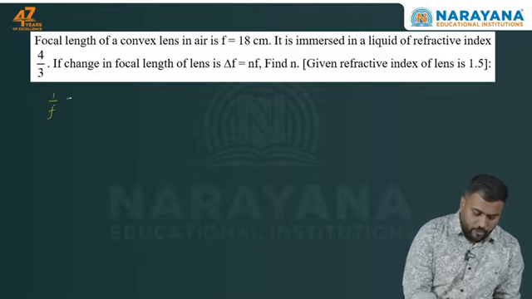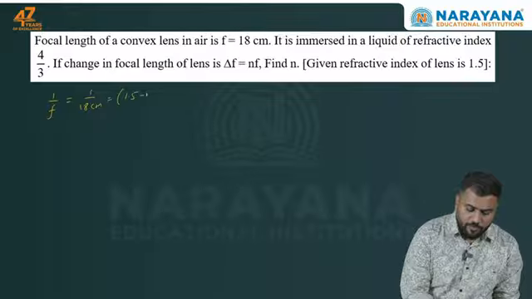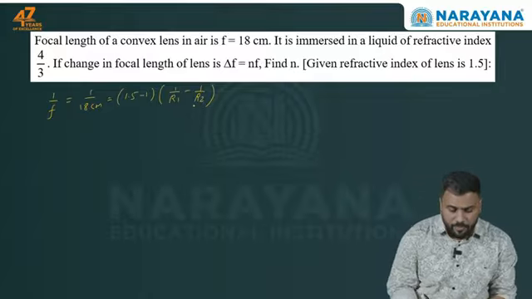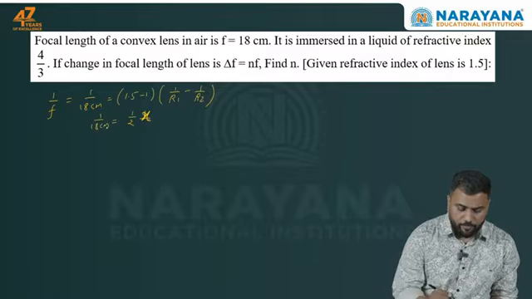So for the lens, focal length 1 by f, which is given as 1 by 18 centimeter, should be mu of the lens, which is 1.5, minus 1, into 1 upon r1 minus 1 by r2. For the time being, let's say this 1 by r1 minus 1 by r2 term is x. So 1.5 minus 1 is 1 by 2, into x, is equal to 1 by 18 centimeter.